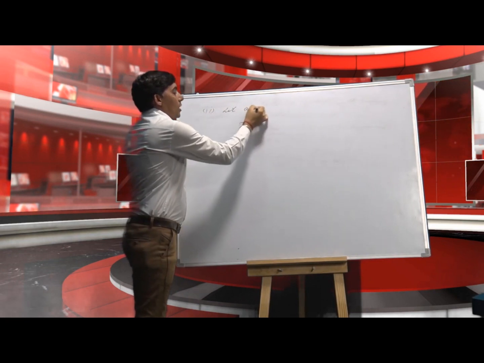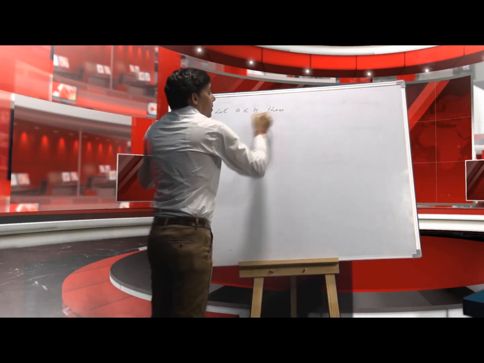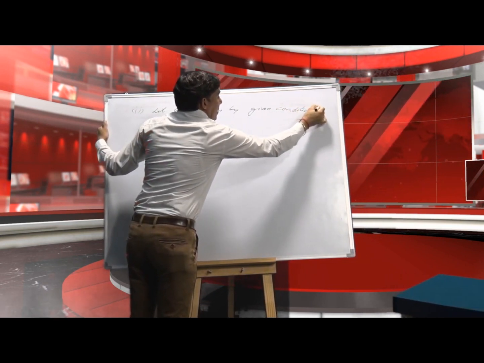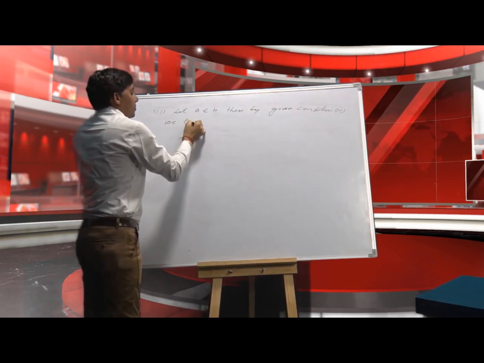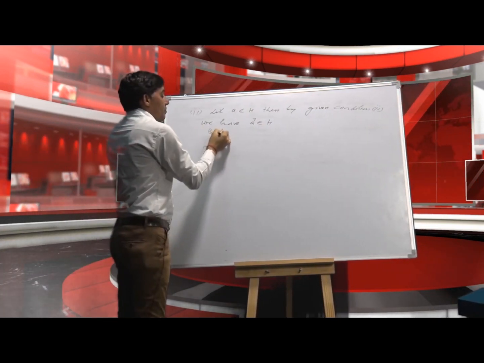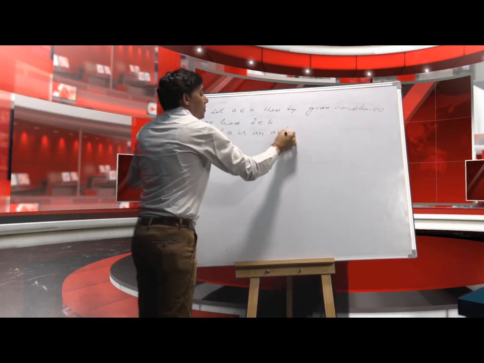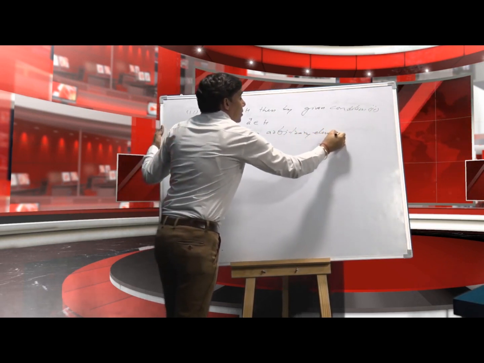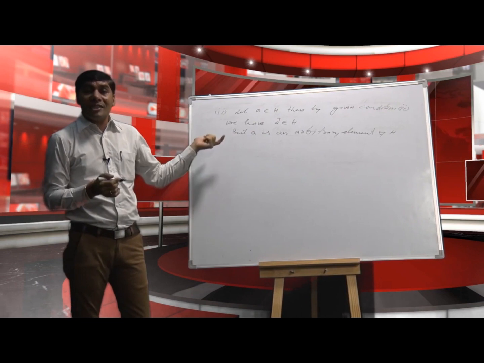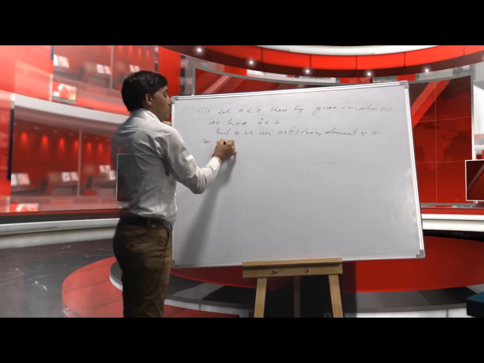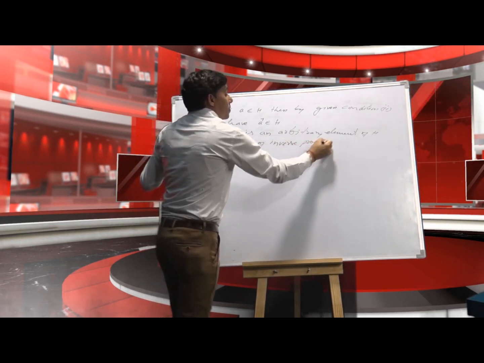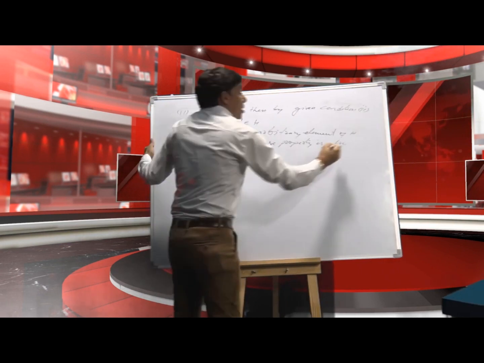Second, let a belong to H. Then by the given second condition, we have a inverse also belongs to H. But a is an arbitrary element of H, and a inverse also belongs to H. So every element has its inverse in H. So the existence of inverse property is also satisfied.